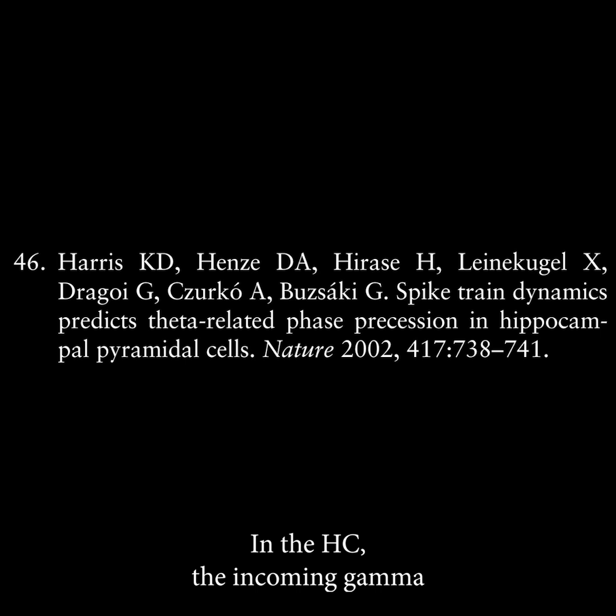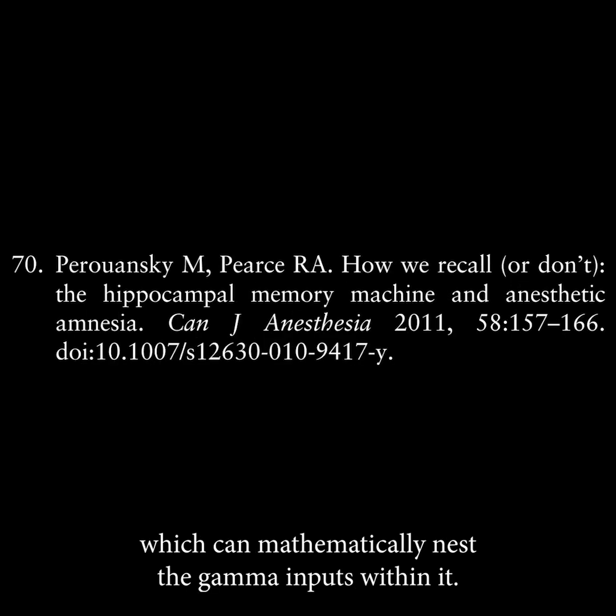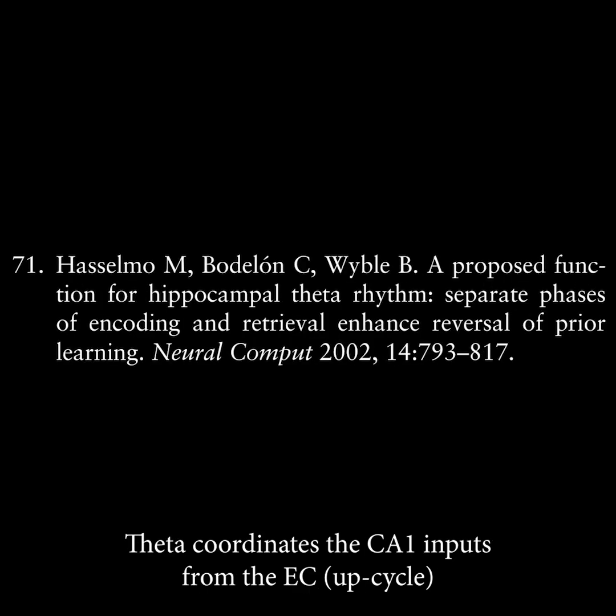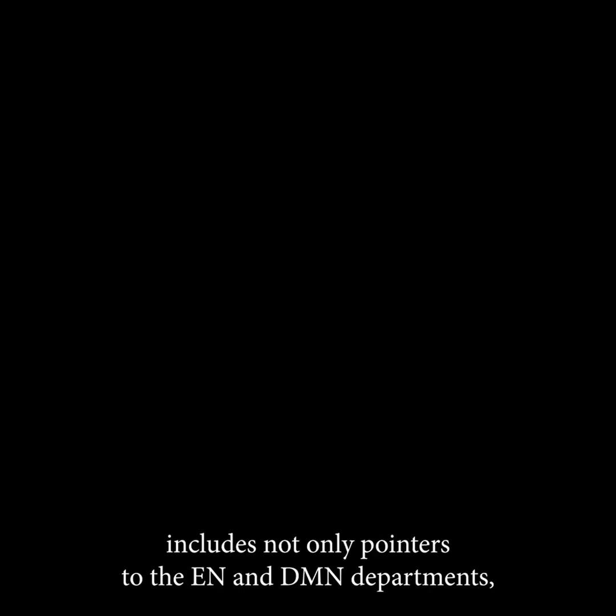Gamma drives theta. In the HC, the incoming gamma elicits the creation of a slower, approximately 140 millisecond theta wave, which can mathematically nest the gamma inputs within it. Theta coordinates the CA1 inputs from the EC upcycle versus CA3 downcycle so that each CA1 theta wave includes not only pointers to the EN and DMN departments, but also pointers to related memories. The theta wave output from CA1 is what we've been calling the episodic memory engram.